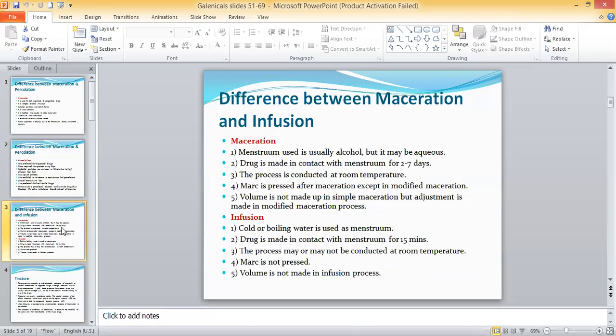Infusion is done with cold or boiling water as a menstruum, and the drug is kept in contact with the menstruum only for 15 minutes, so it is a quick process. This process may or may not be conducted at room temperature, so there is flexibility regarding the temperature. The marc is not pressed, and the volume is not made up in the infusion process.